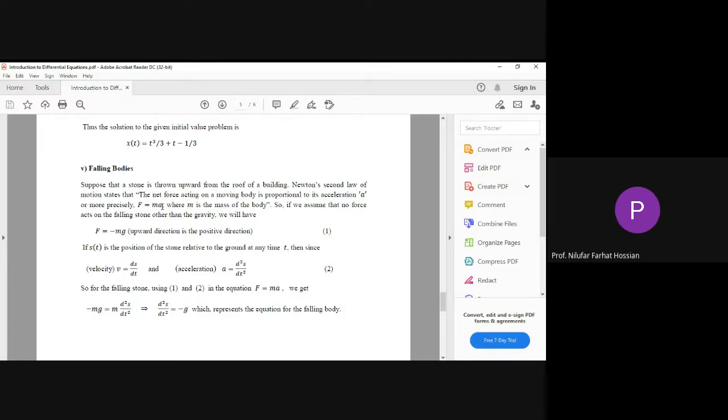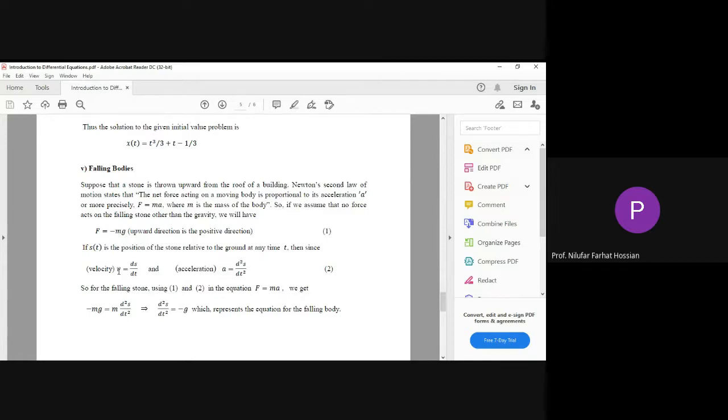And if you apply it to a falling body, suppose that a stone is thrown upward from the roof of a building. If you assume that no force is acting on the falling stone other than gravity, then this force F will be equal to minus mg. Why minus? Because the upward direction is taken as the positive direction and the direction of g is downwards towards the center of the earth. So if there is no other force other than gravity, in that case F will be equal to minus mg. We know it.